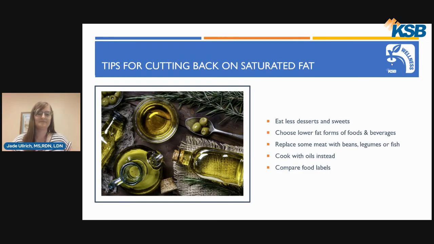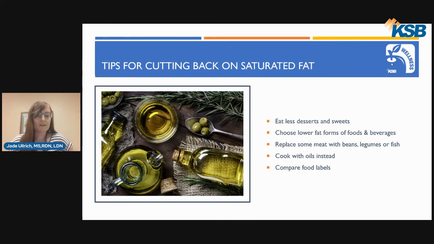All right, here are some tips for cutting back on saturated fat. One thing you could do is reduce your intake of desserts and sweets by eating smaller portion sizes and eating these foods less often. You can also choose lower fat forms of foods and beverages, such as choosing fat-free or 1% milk over 2% or whole milk, or choosing lean rather than fatty cuts of meats, or choosing poultry without the skin.